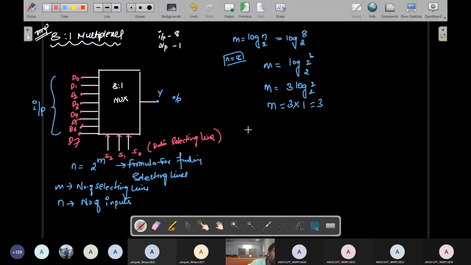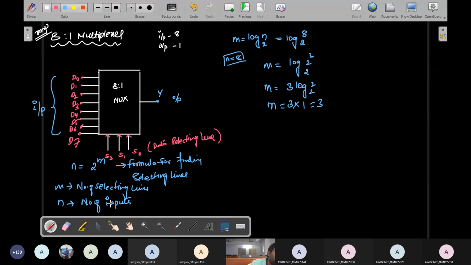Then come to the truth table. I draw here the truth table for the 8:1 mux. Simply take the enable first of all. There is an enable channel also. So we will draw this enable channel like this. This is the enable terminal.